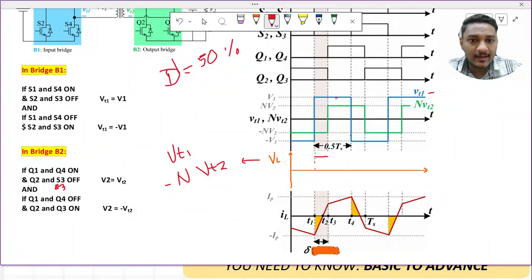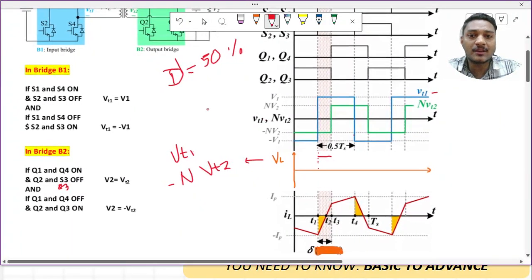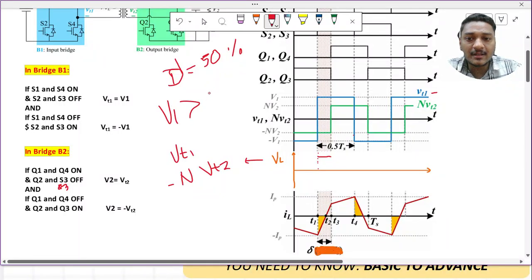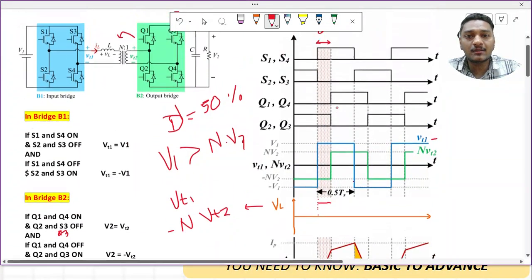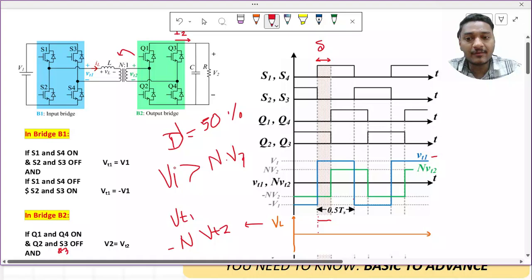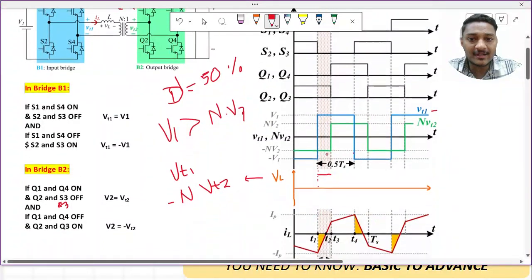Okay, then V1 is here and n times V2. Another assumption we are taking here is that V1 is greater than n times V2. This is what I am considering here. There are different cases, when V1 is less than n times V2, where the waveform will be different. But for understanding purposes I am assuming that V1 is greater than n times V2, and based on that I am going to draw my overall circuit.